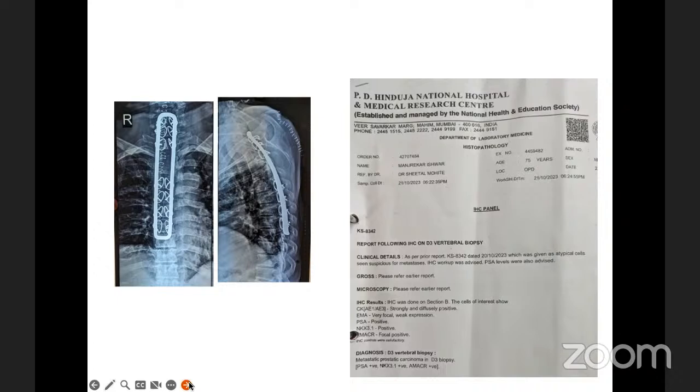Perfect, Tausif. They have done immunohistochemistry studies also at Hinduja, and the patient is on treatment further there. Further follow-up is necessary. We go on to the next one.